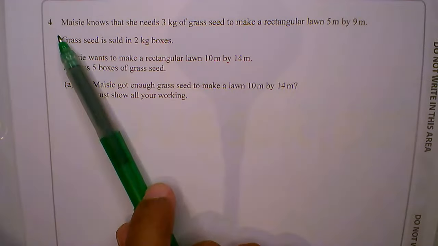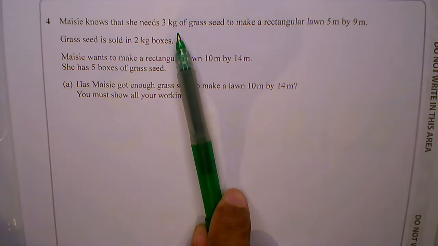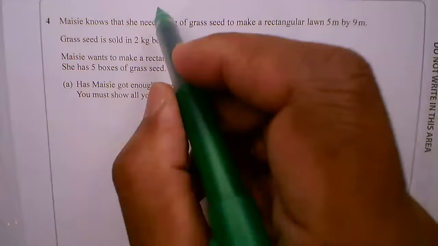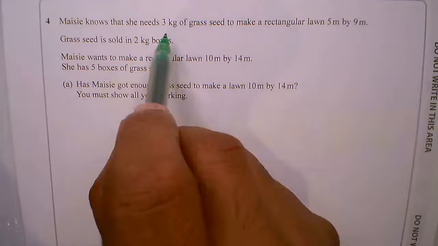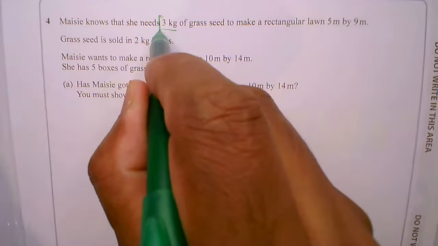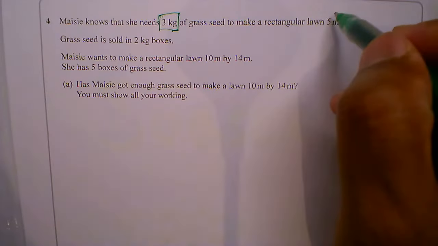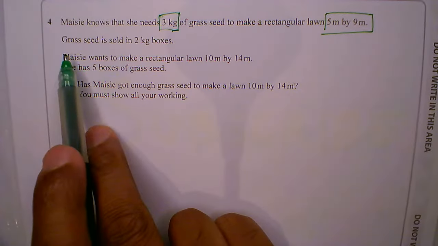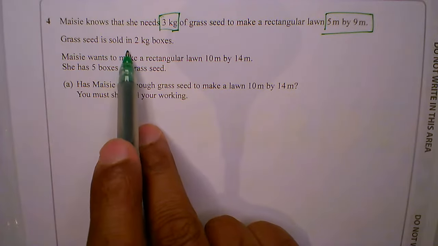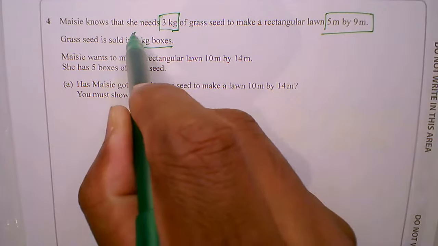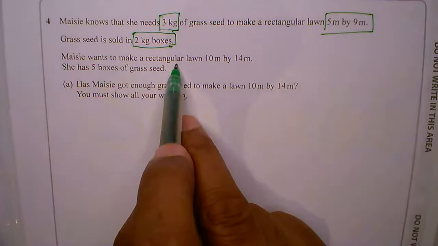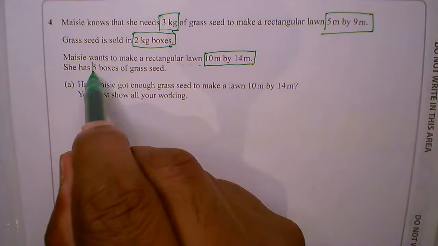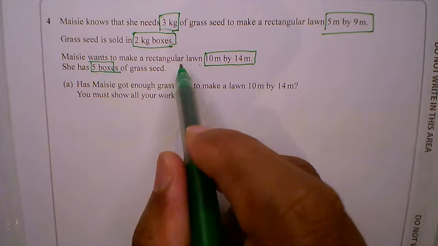Okay, so question 4. Maisie knows that she needs 3 kilograms of grass seed to make a rectangular lawn 5 meters by 9 meters. Grass seed is sold in 2 kilogram boxes. Maisie wants to make a rectangular lawn 10 meters by 14 meters. She has 5 boxes of grass seed.